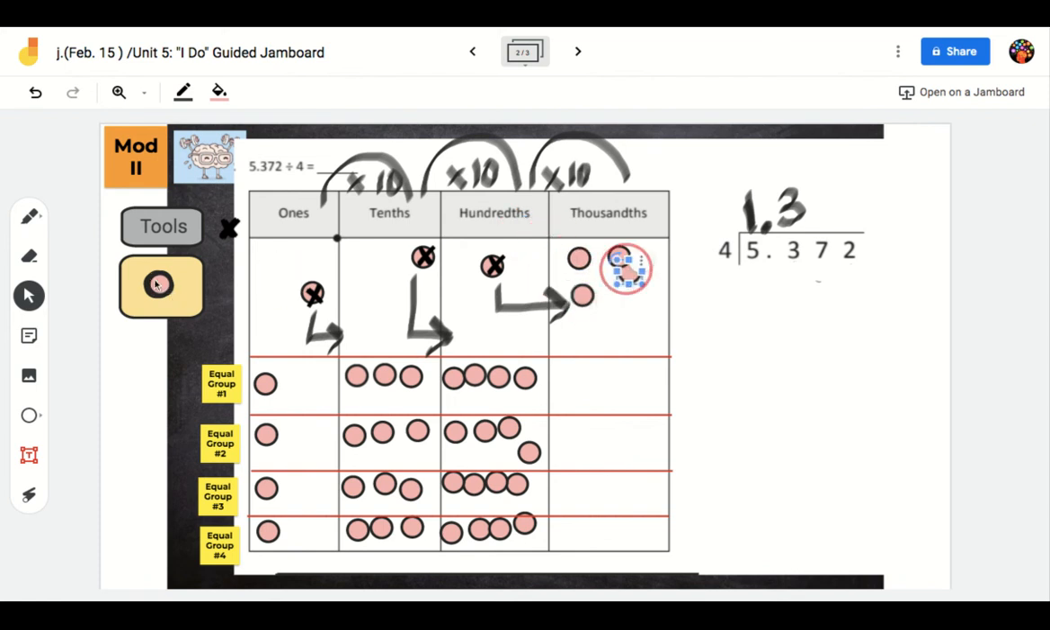1, 2, 3, 4, 5, 6, 7, 8, 9, and 10. Uh-oh, I forgot to do something. Forgot to show my hundredths place. I have 4 in the hundredths place. So now we've got the thousandths place.